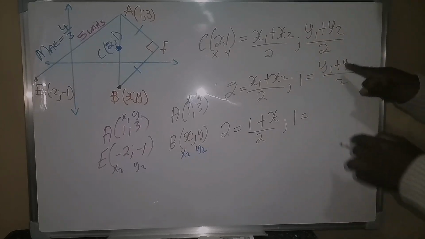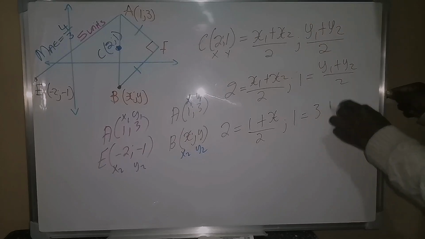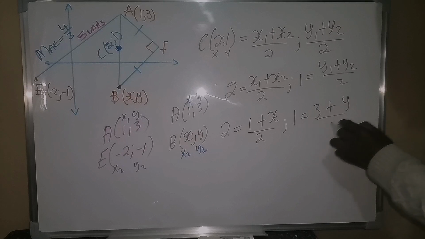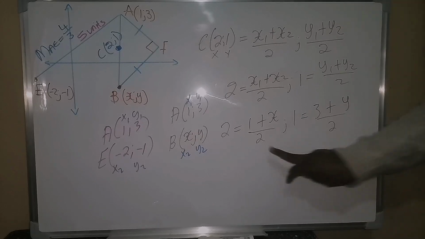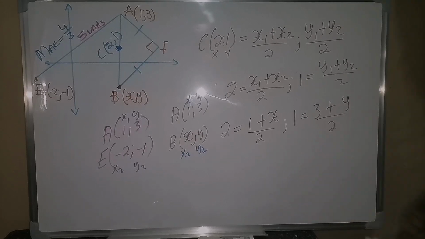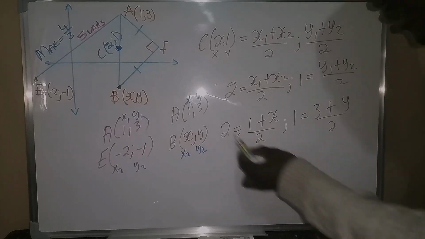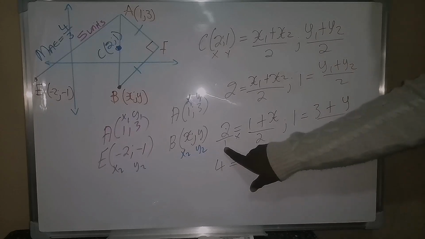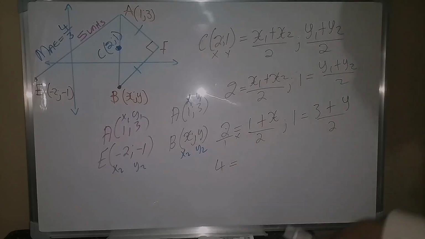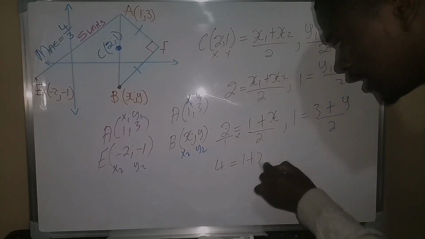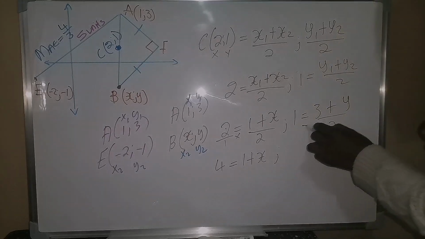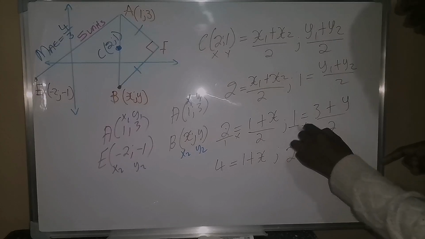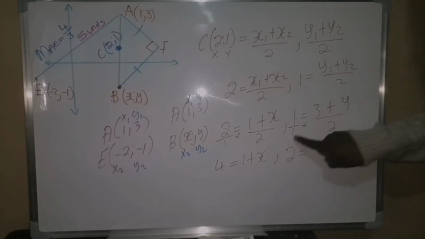What is our y1? It is 3. Plus our y2, unknown, let's write y, divided by 2, equals 1. Then you solve for x on this side and for y on this side. Cross multiply: 2 times 2 is 4, which equals 1 plus x. Again, 1 times 2 is 2, which equals 3 plus y.